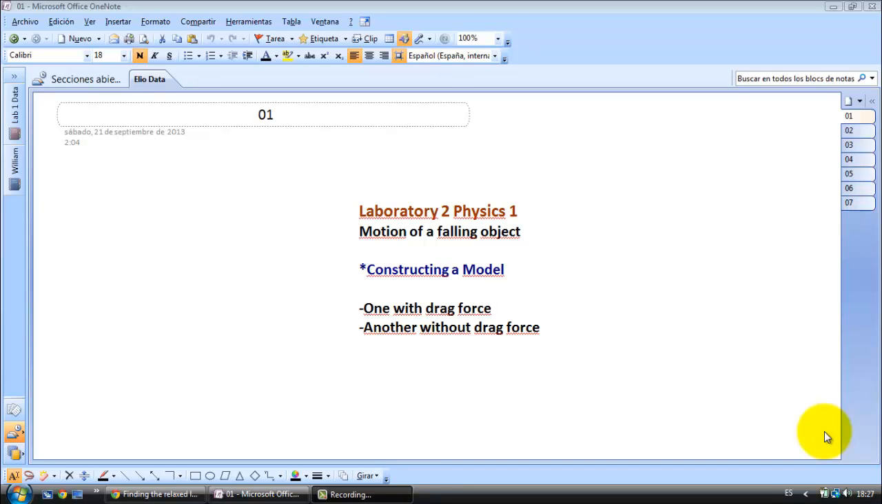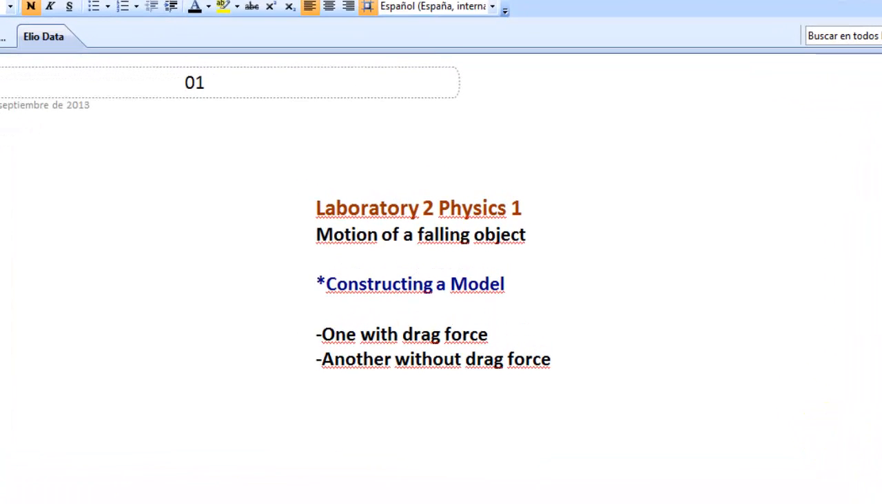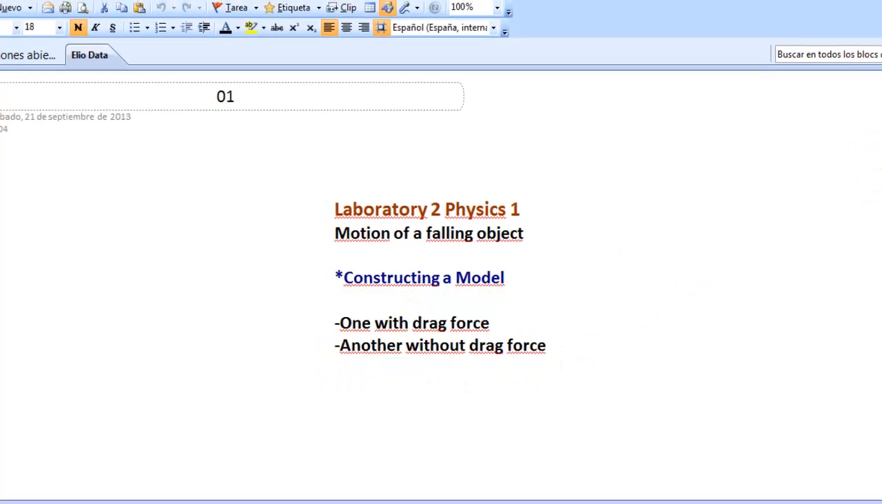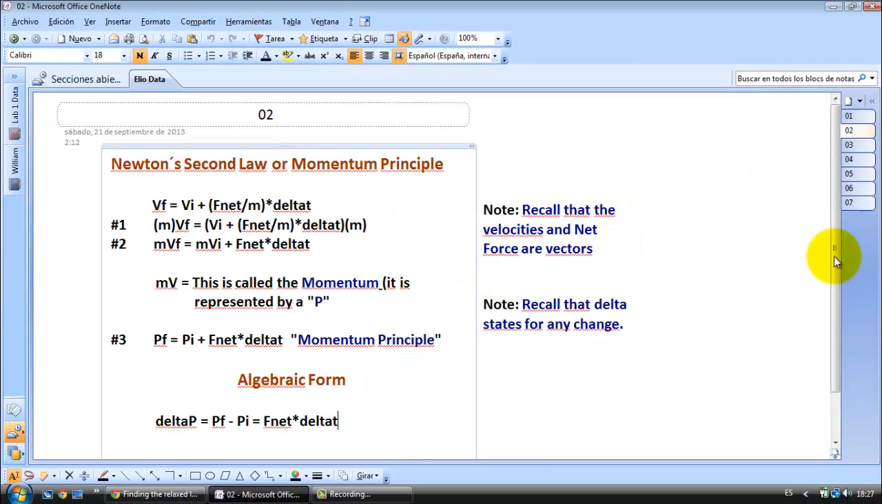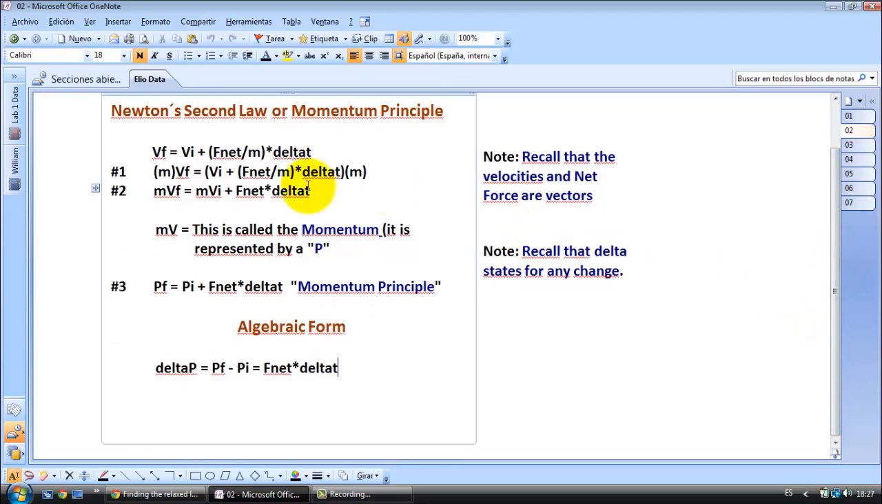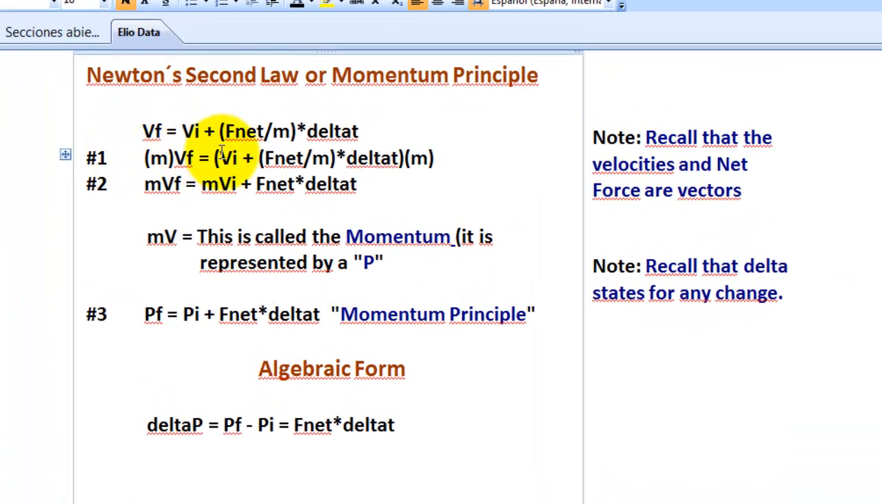This is Laboratory 2 Physics 1. We are going to analyze the motion of a falling object, and we are going to construct two models, one with drag force and another without drag force. We are going to use Newton's second law that states v final equals v initial plus F net divided by mass times delta t.